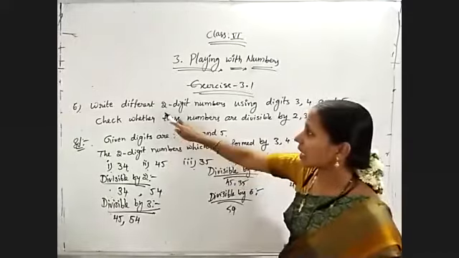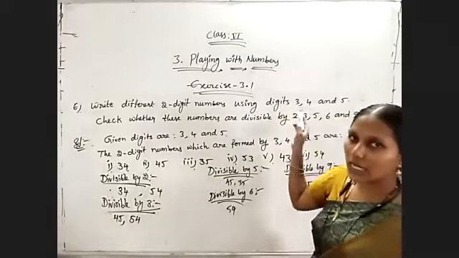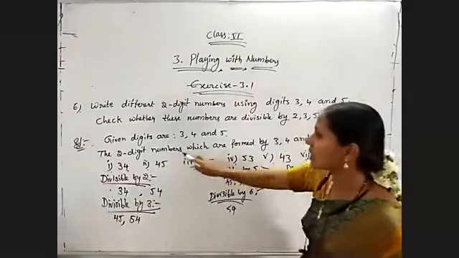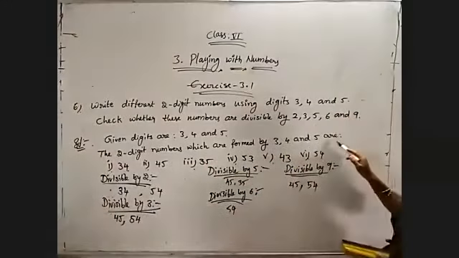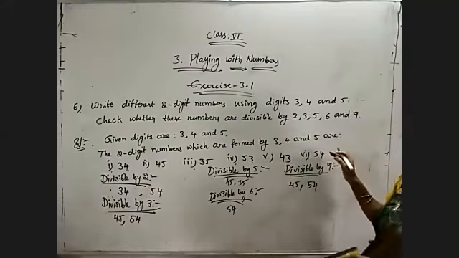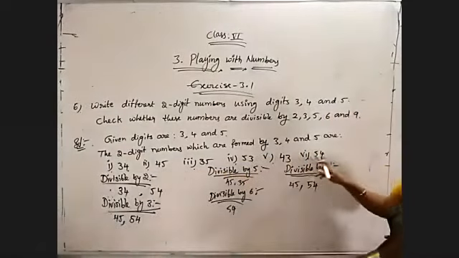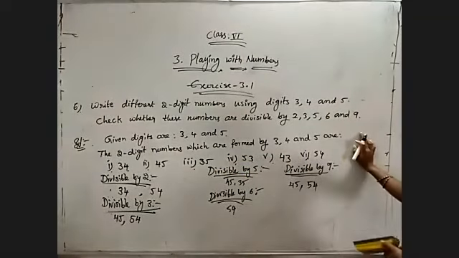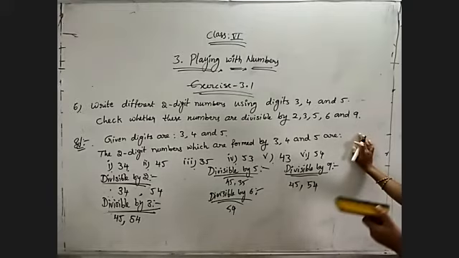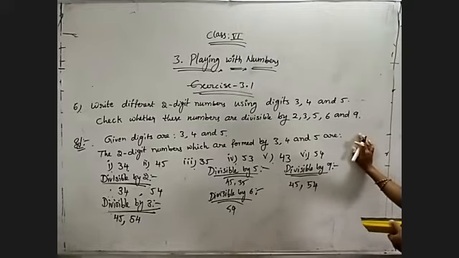They are asking, write different 2-digit numbers using digits 3, 4 and 5. They are given 3 digits but asking us to form 2-digit numbers. So I have formed the 2-digit numbers. So write some numbers they said. How many they did not mention. So what I am writing: 34, 45, 35, 53, 43, 54, like that I have formed by using the given digits. Now among those numbers which are divisible by 2, which are divisible by 3, which are divisible by 6, which are divisible by 5, which are divisible by 9, we need to decide.